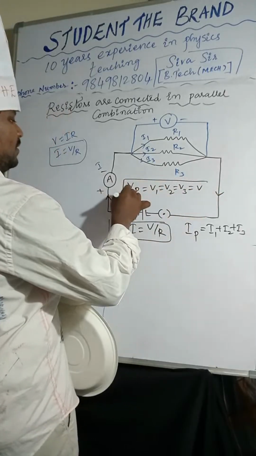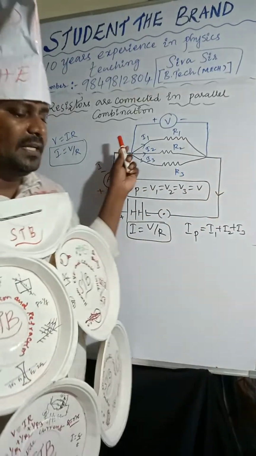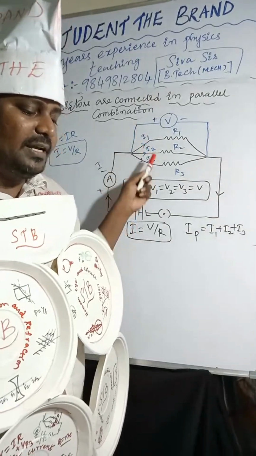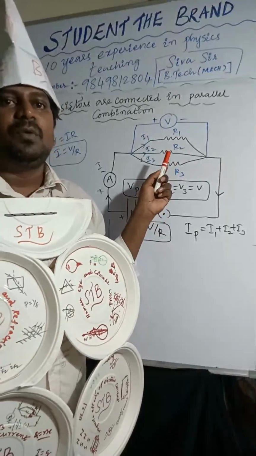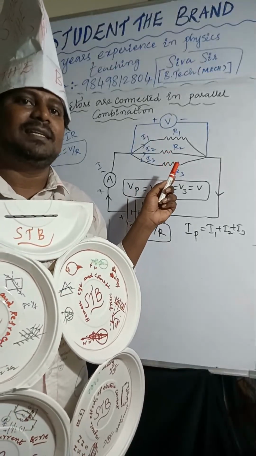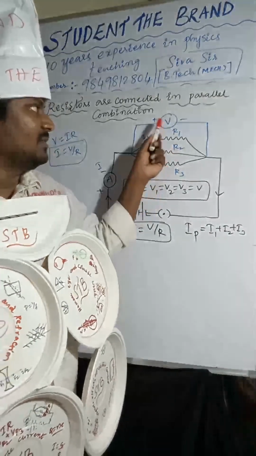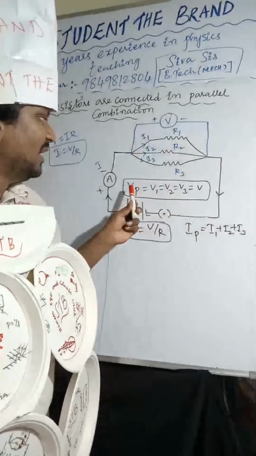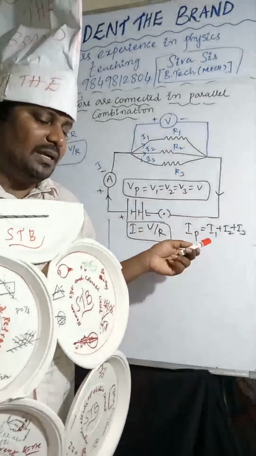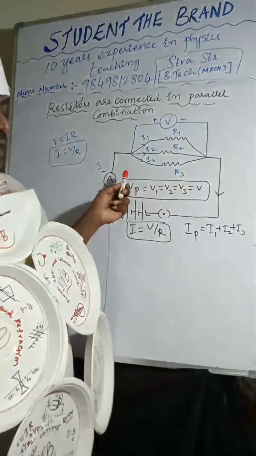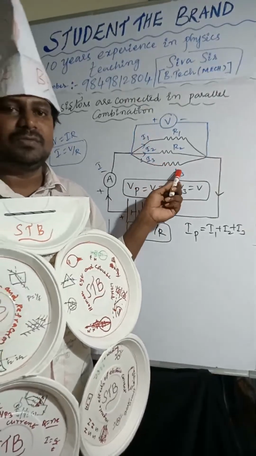So I am considering here that the potential difference is the same across the three resistors connected. That's why VP equal to V1 equal to V2 equal to V3 equal to V. Whatever current is flowing from the battery is dividing into I1, I2, I3. That's why I'm doing it like this.